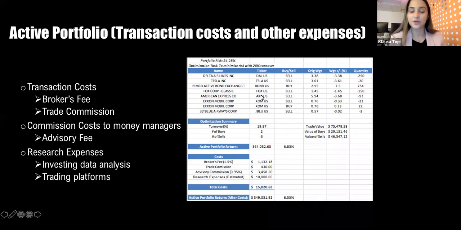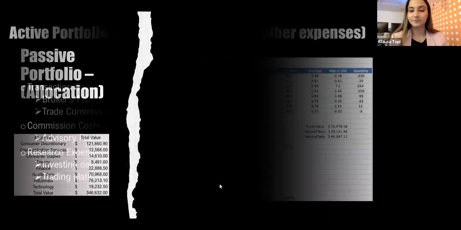Here's a little spreadsheet where it shows my risk of 24.28%, and the optimization task is to minimize the risk with 20% turnover. Here are the stocks that I decided to trade, to sell and to buy. I did 2 buys and 6 sells. And here are the costs.